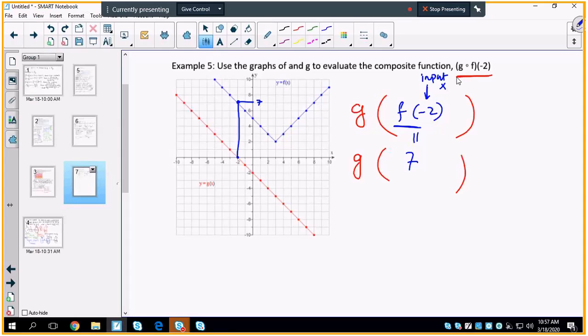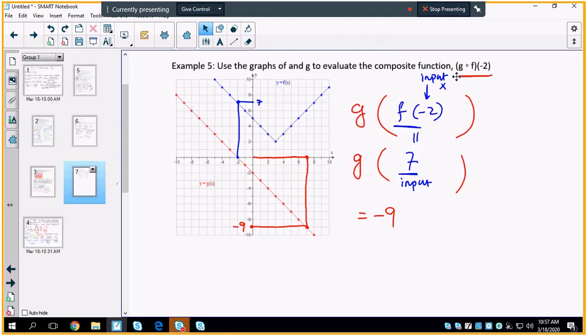Now see, 7 is your input, but this is the input for the red function or the g function. So let's go to x equal to 7. Try to find where at this point you can meet the red function. This is at this height, which is negative 9. So the output for g at the input 7 is equal to negative 9. So what did I answer? I have answered the question. g composed f of negative 2 is equal to negative 9.